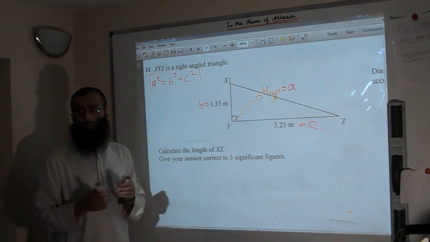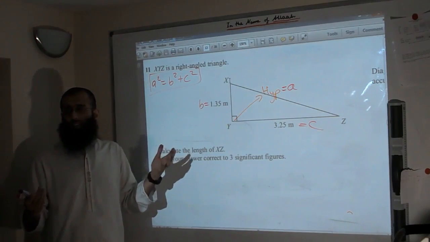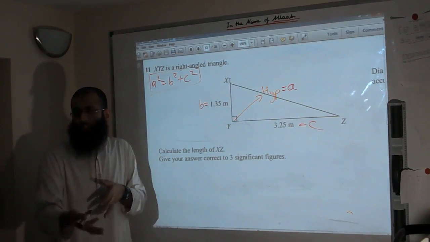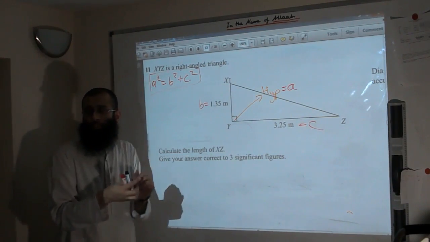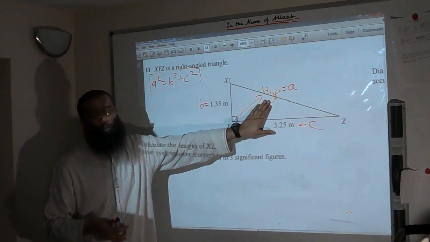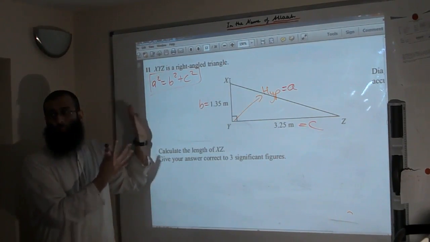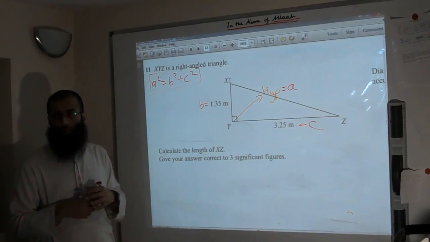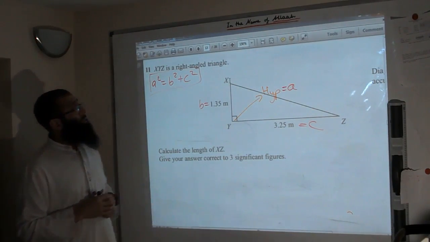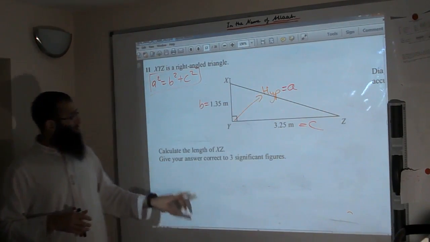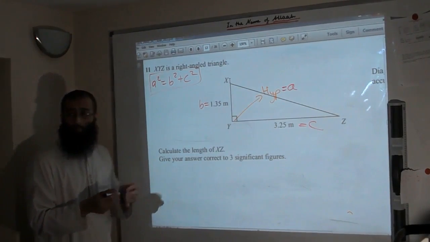Folks, don't get hooked up to this particular formula. There's lots of different variations. Some have A squared plus B squared equals C squared, but the C in that case is the hypotenuse. As long as you know that the hypotenuse is A in this formula, then this formula is correct for this question. So we need to work out the hypotenuse A, which is the length XZ.